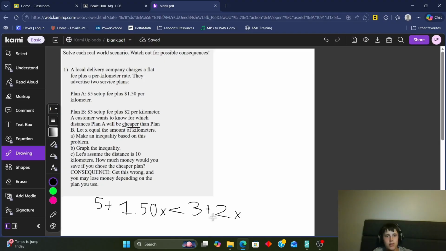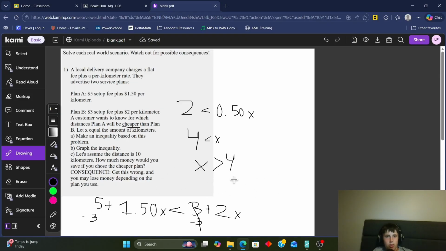And now we just do the rest. We do have decimals, but that's fine because we can still do it pretty fine. So we're going to move 3 to this side, so we subtract 3 on both sides. We have 2. And then we're going to move 1.50 over here, so we're going to subtract 1.50 from each side. So this will be 0.50x, and then we're going to divide by half, which is just multiplying by 2, so then it's going to be 4 is less than x, and x is going to be greater than 4.